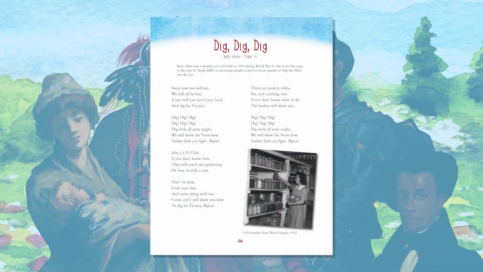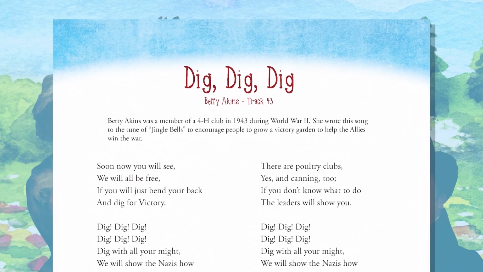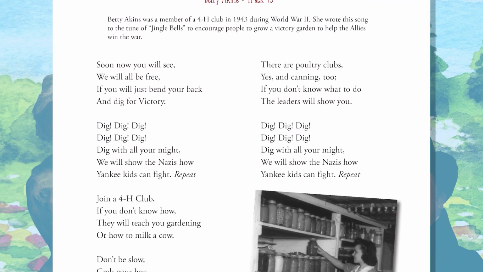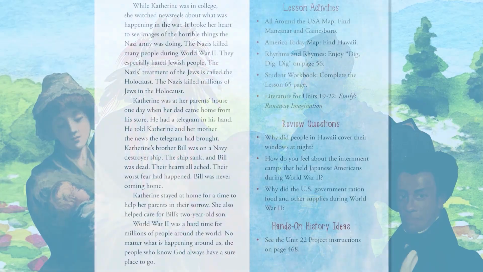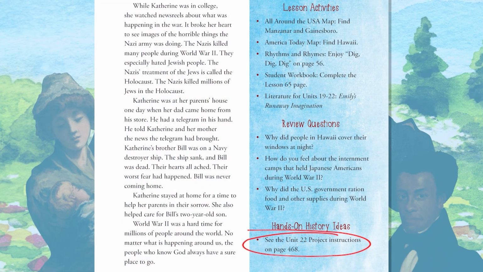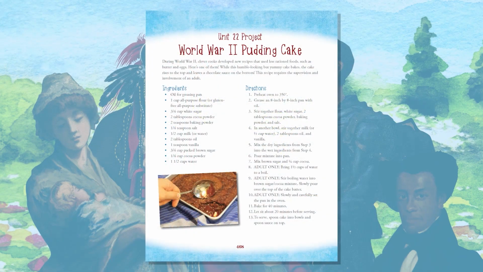Today, the student turns in Star-Spangled Rhythms and Rhymes and reads the lyrics to Dig, Dig, Dig, a song 4-H student Betty Akins wrote to encourage others to grow victory gardens. You can hear a recorded version of this song on our website. The hands-on history assignment today is baking a World War II pudding cake.